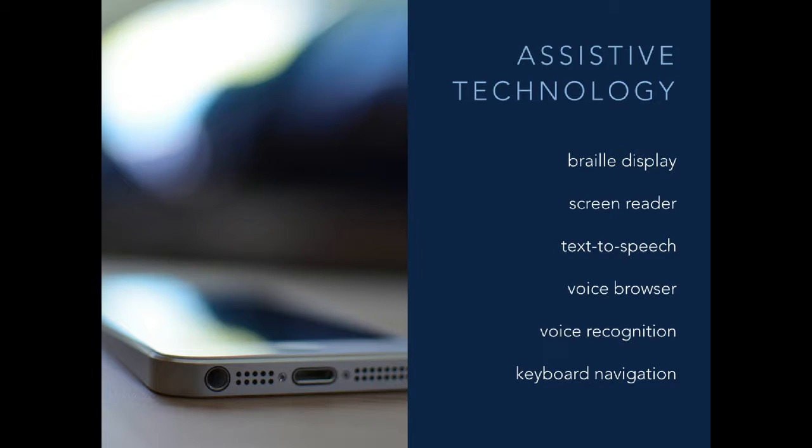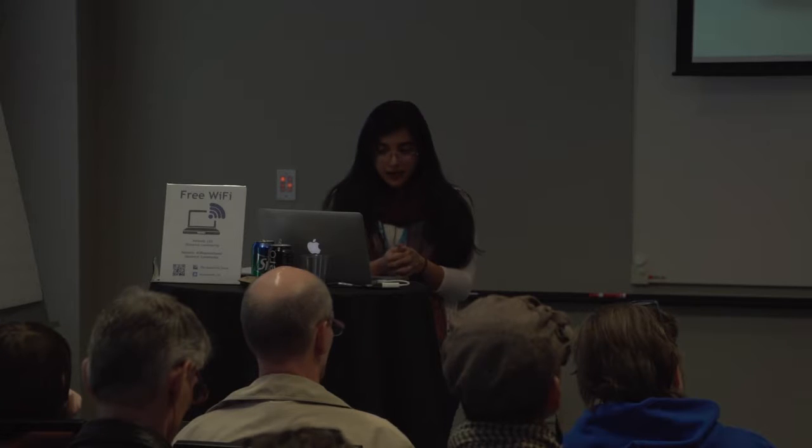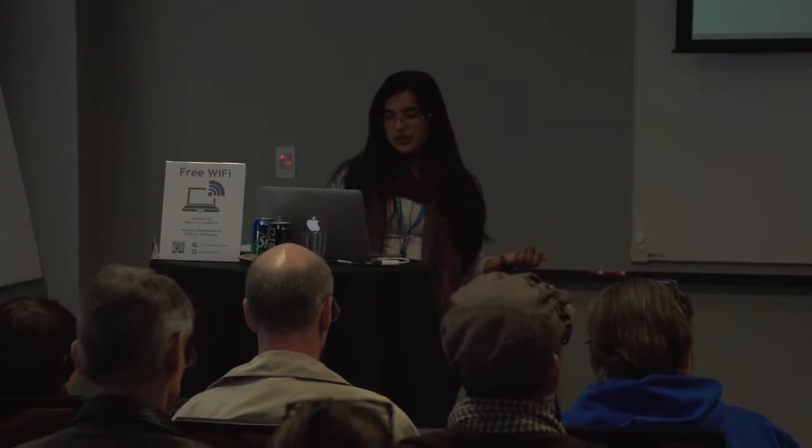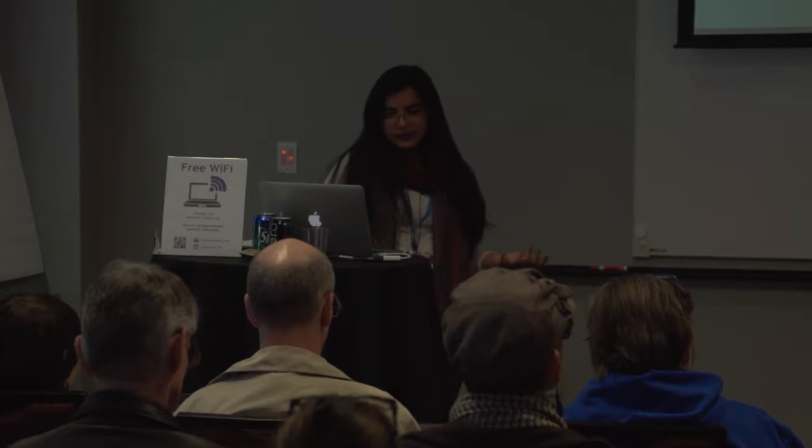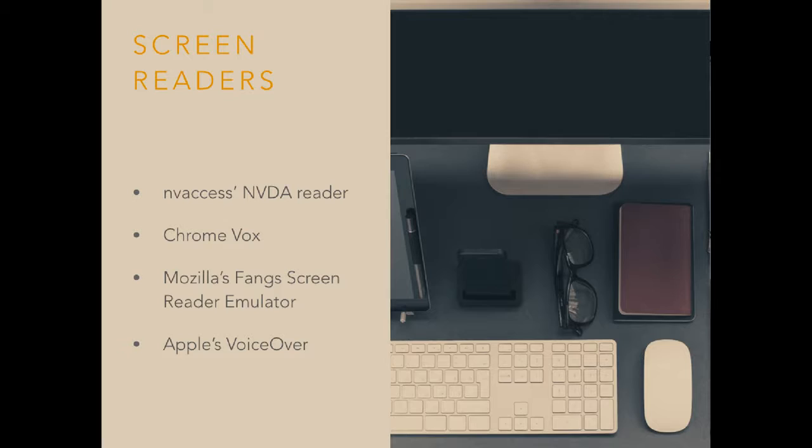All right, so these are the most common assistive technologies that people use when they are disabled in any way. Braille display, screen readers, text-to-speech, voice browsers, voice recognition, and keyboard navigation. I'm just throwing them out there so you know that these are at least some examples of what people are using, and to be mindful of that. All right, so screen readers. Those are pretty common. These are the most common ones that I've come across.